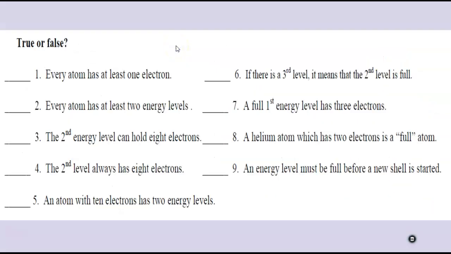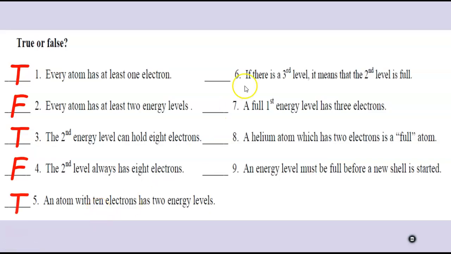All right, so now we're going to answer the true or false questions based off of the information that we just went over. So every atom has at least 1 electron. This is true. Okay. Every atom has at least 2 energy levels. This is false. The second energy level, it can hold 8 electrons. This is true. The second energy level always has 8 electrons. This is false.